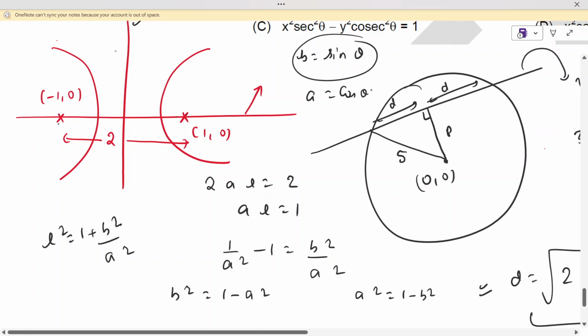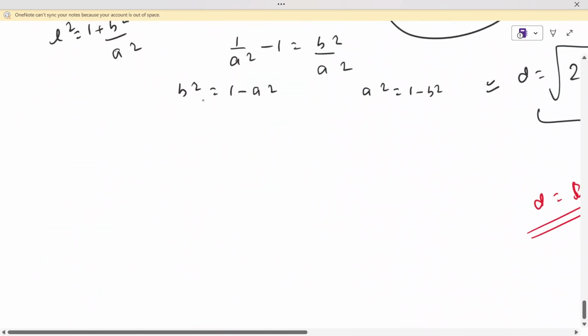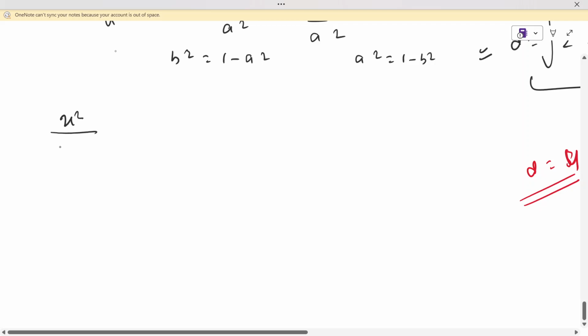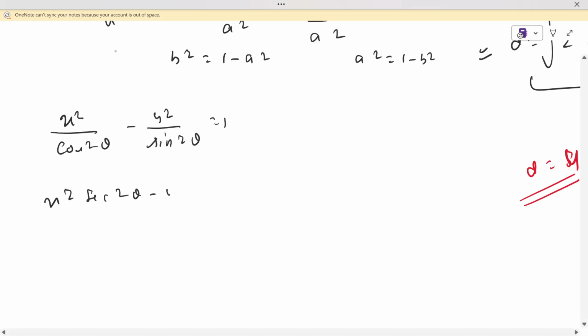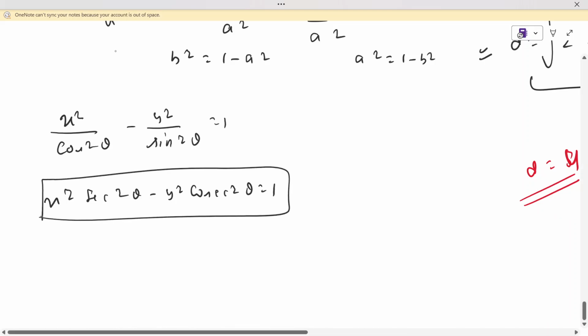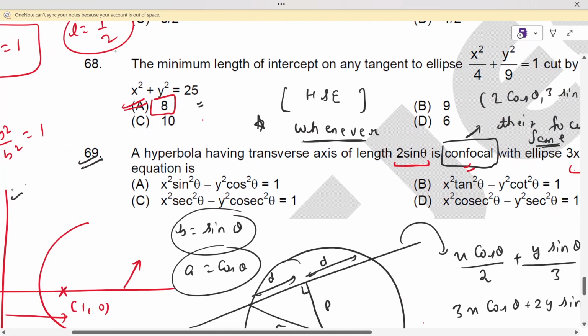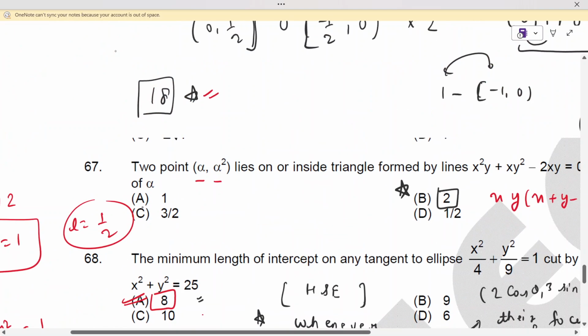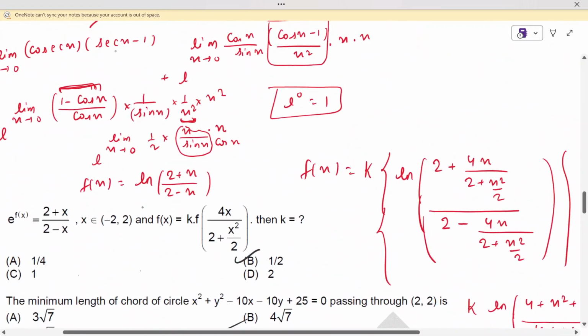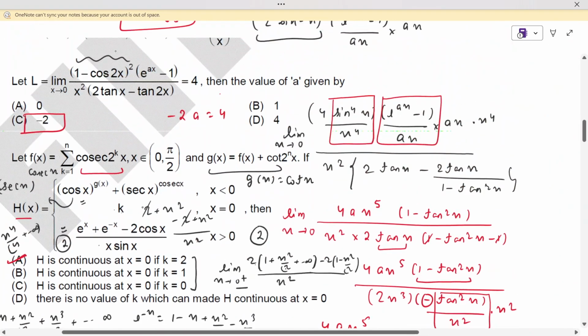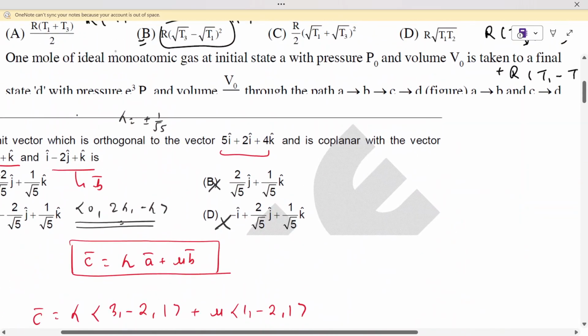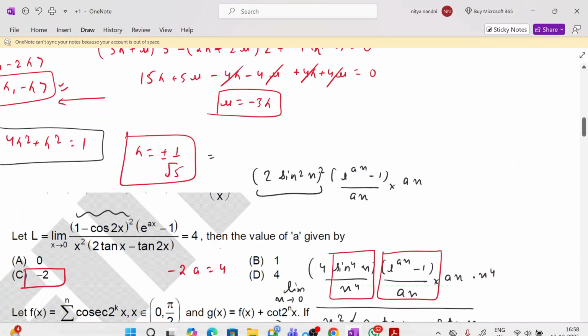Fine. Now the equation is x square by cos square theta minus y square by sin square theta, that should be equal to 1. The equation is x square sec square theta minus y square cosec square theta equal to 1. Got it? That's how we have to solve. x square sec square theta minus y square cosec square theta equal to 1. So done. 3 done there, 2 done there. 5, 5, 2, 7, 7, 1, 8. 8 questions done, right? Good.